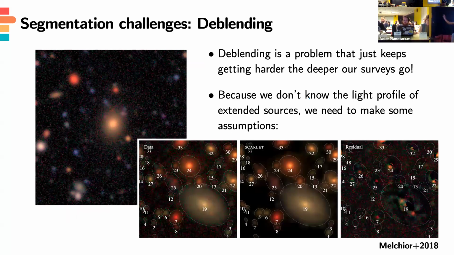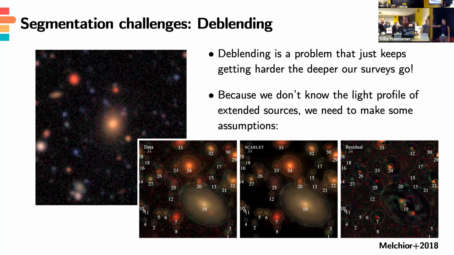Right, just as you asked, because we don't know the light profile of the extended sources, in order to do this deblending, we either have to rely on the pixels themselves. So say we set a threshold for when something should be deblended or not, or set a color threshold or something like that, or start to make assumptions about what the underlying surface brightness profiles of these galaxies are.